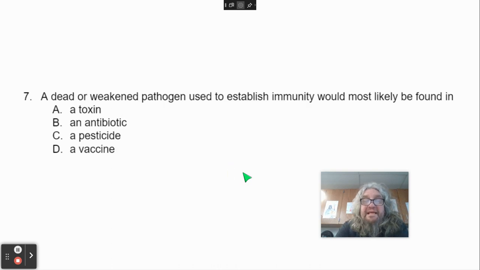Number seven, a dead or weakened pathogen used to establish immunity would most likely be found in A, a toxin, B, an antibiotic, C, a pesticide, D, a vaccine.